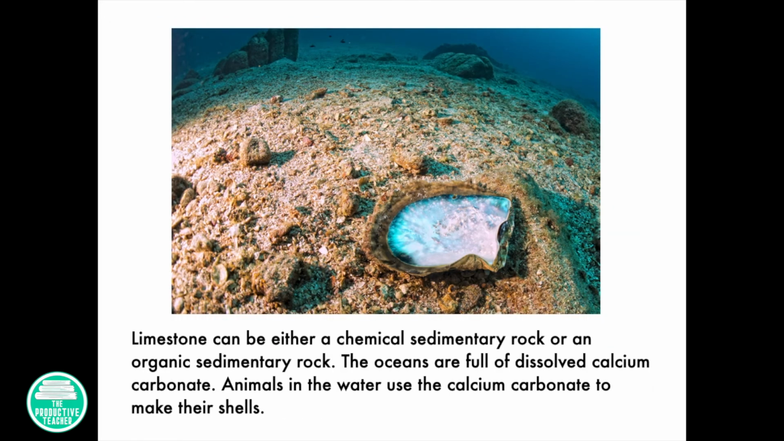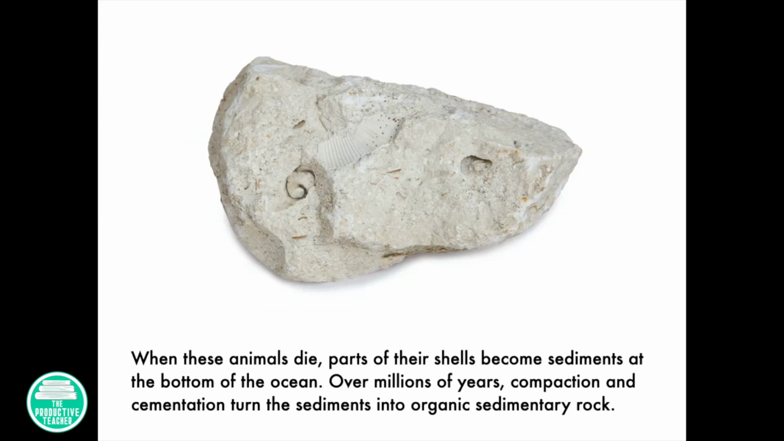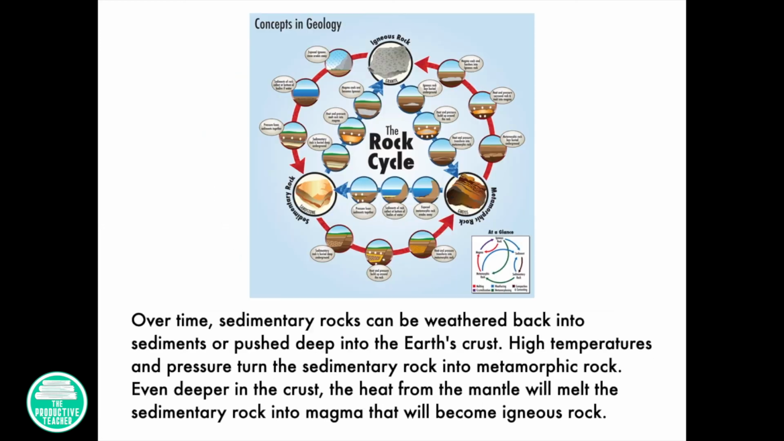Limestone can be either a chemical sedimentary rock or an organic sedimentary rock. The oceans are full of dissolved calcium carbonate. Animals in the water use the calcium carbonate to make their shells. When these animals die, parts of their shells become sediments at the bottom of the ocean. Over millions of years, compaction and cementation turn the sediments into organic sedimentary rock.